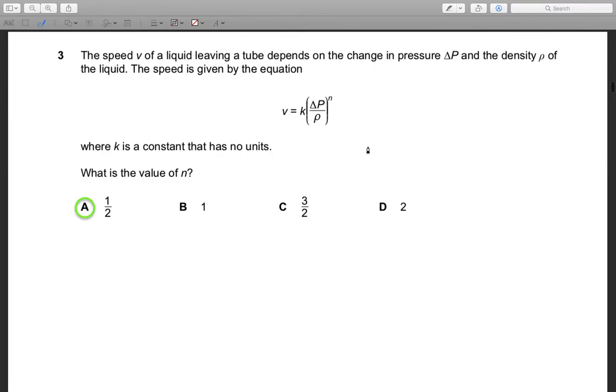Go directly to number three. The speed v of a liquid leaving a tube depends on the change in pressure delta P and the density rho of the liquid, the speed given by the equation, where k is a constant that has no unit. What is the value of n? Delta P per rho is in the root, so n equals root. The root is the power of a half, so we get n equals a half.